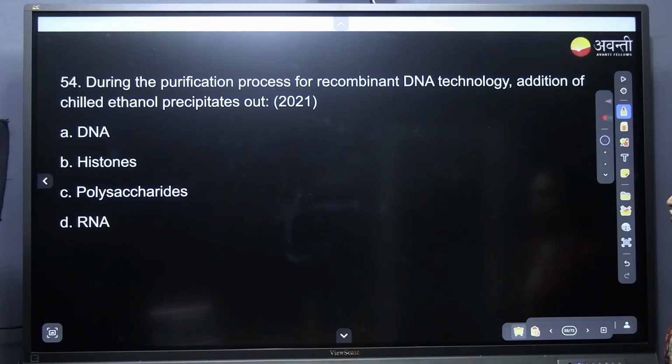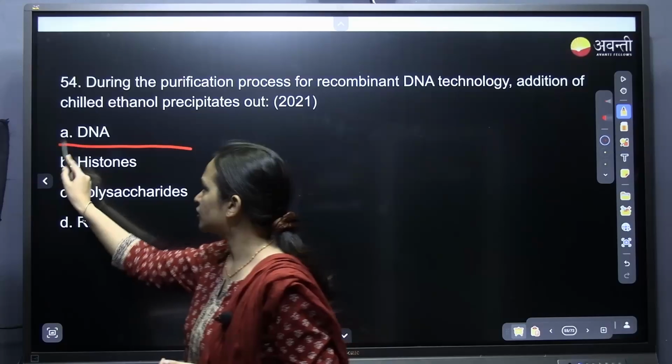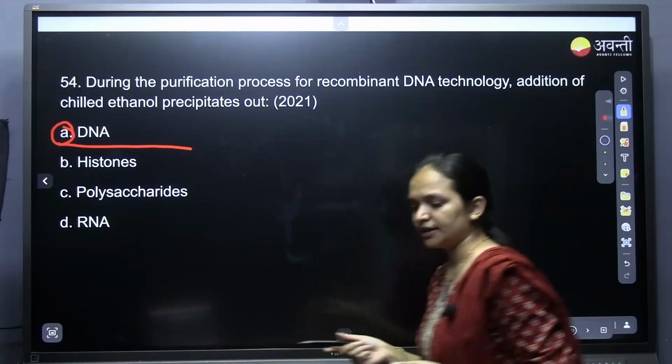During the purification process of recombinant DNA technology, addition of chilled ethanol precipitates out. Repeated question. You already know the answer. A, DNA. It precipitates out DNA.